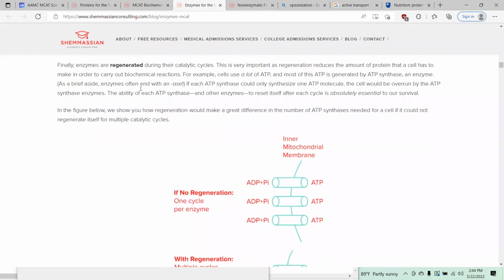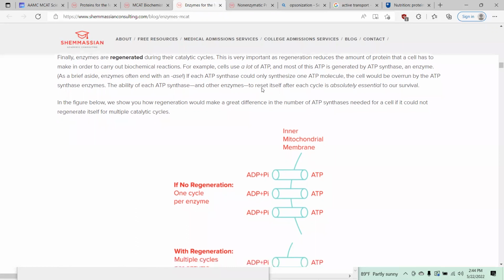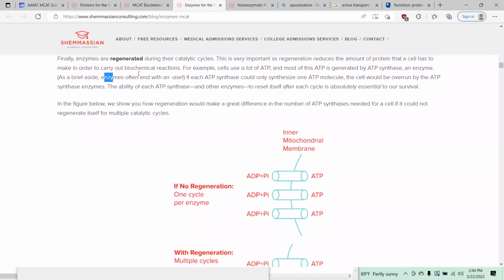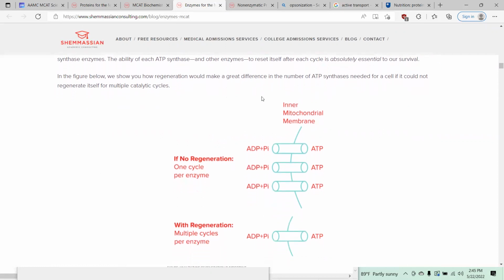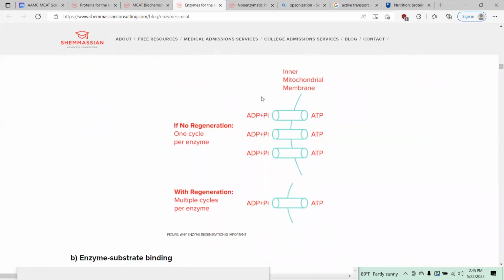Okay. Enzymes are regenerated because they don't need to be consumed. They are just there to help the reaction occur. Enzymes often end with ASE. I'm sure you've noted like polymerase or ATPase or helicase, whatever ase, right? Those are enzymes. Regeneration.